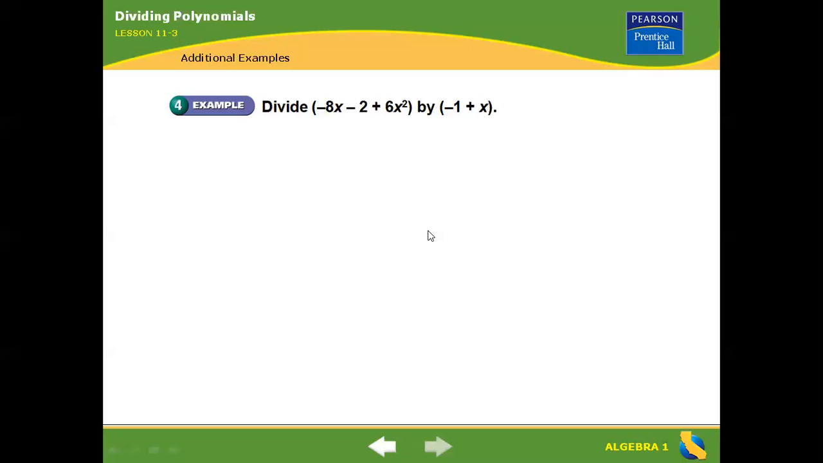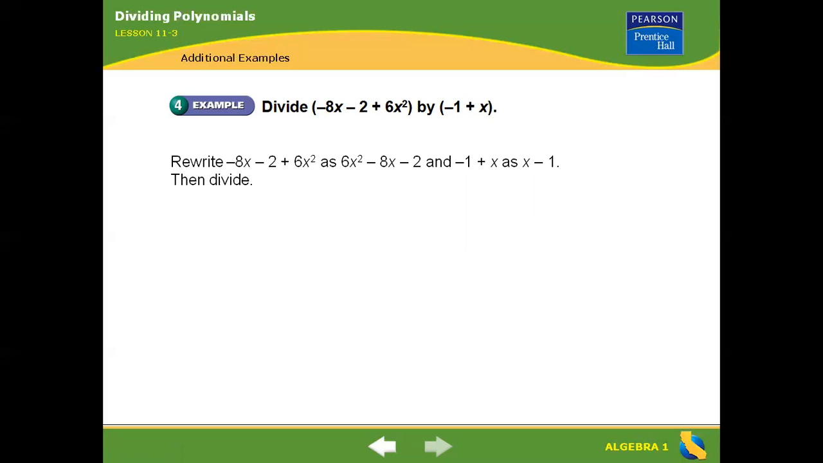Okay, last example. Divide negative 8x minus 2 plus 6x squared by negative 1 plus x. First, we need to rewrite the polynomials in standard form. Again, when we say standard form, it must be from the highest degree. So when you rewrite negative 8x minus 2 plus 6x squared, the highest degree is 6x squared. So write that first. 6x squared minus 8x minus 2.